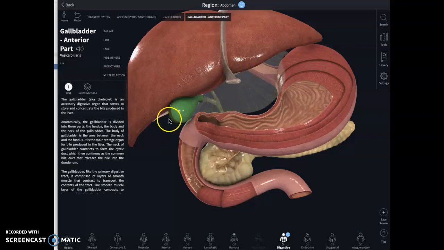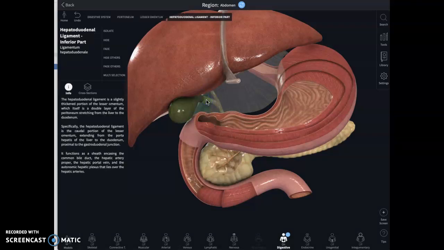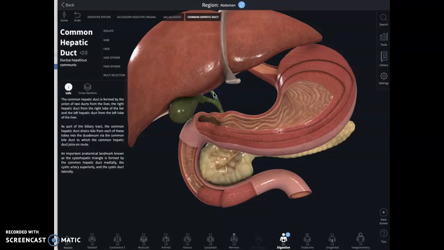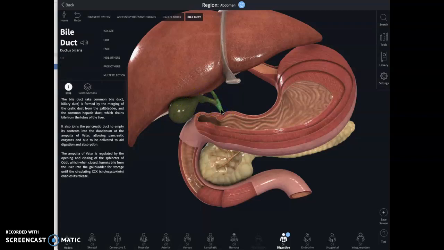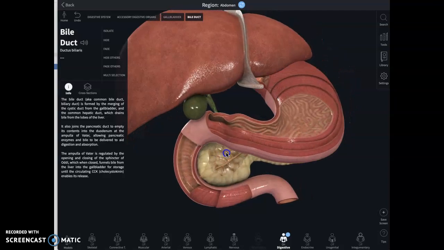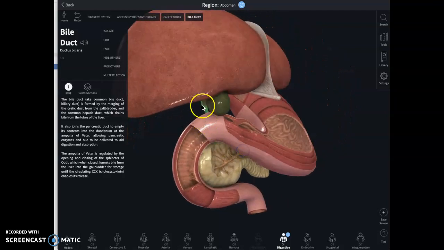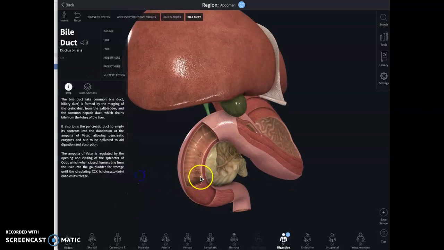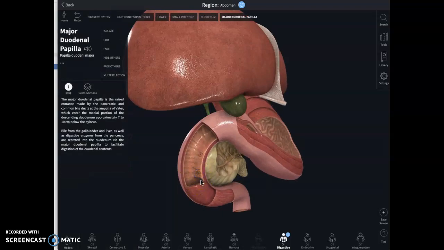Gallbladder with its nice fundus right there. We have the cystic duct right there, and that goes from the common hepatic duct into the gallbladder. And then we have the bile duct. Now the bile duct, and this is why I said you're going to have to rotate a little bit, is actually going to come down, go all the way to the back, and it's going to come out that structure right there. That's the major duodenal papilla.